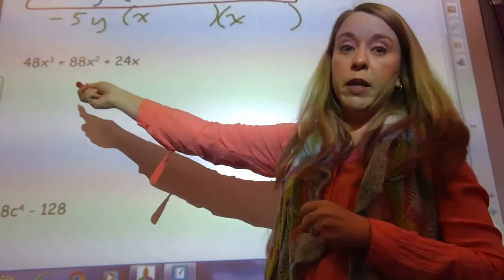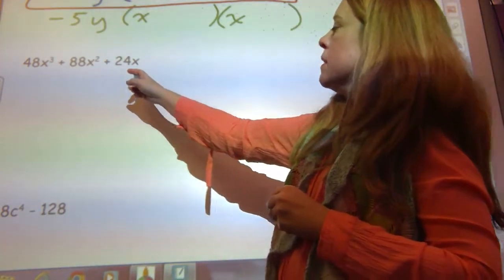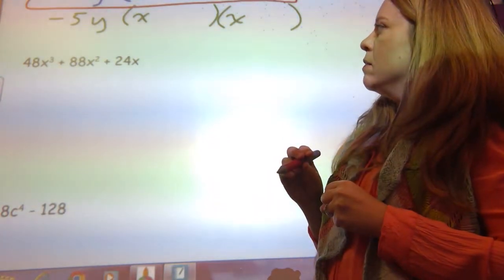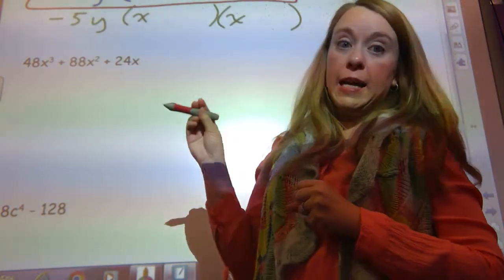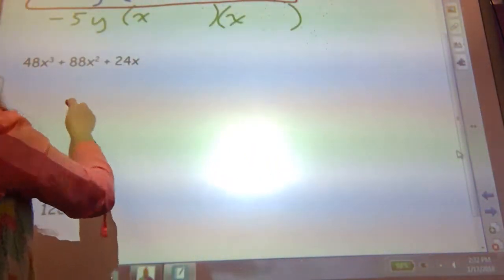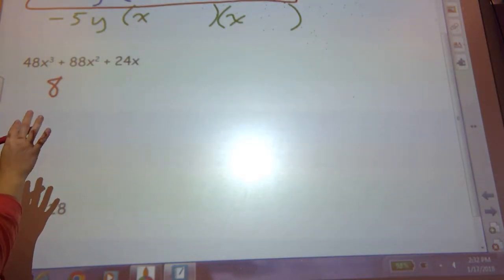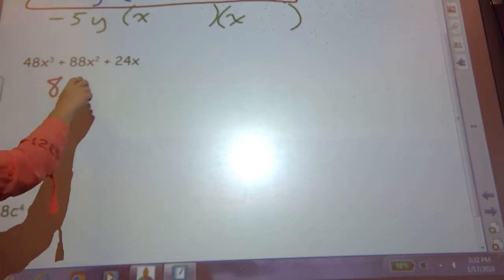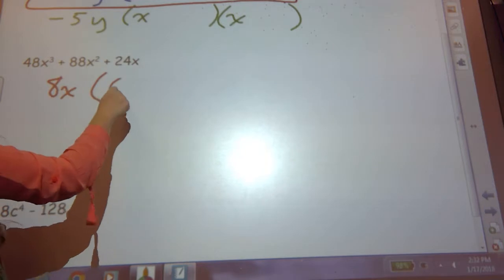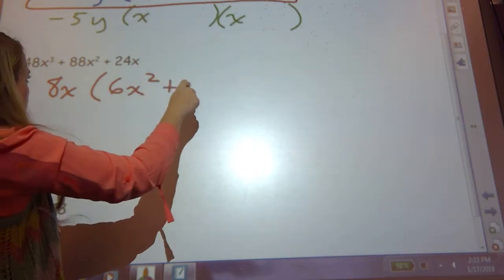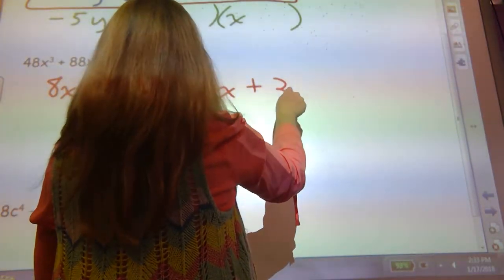Okay, so my common binomial factor here, I've got, let's see, I don't know if I can pull a 12. Nope, I can't. So definitely an 8, though. I could pull that out. So I've got an 8, okay? 16. No, can't. Okay, so 8, and definitely an x. So let's see what we do with this. So I've got 6x squared plus 11x plus 3.